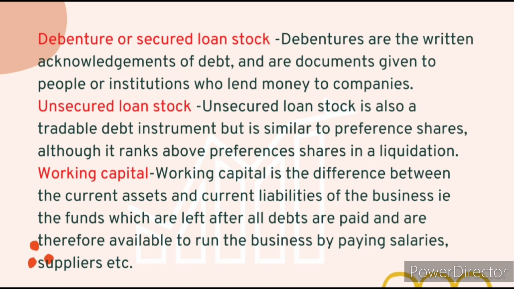Unsecured loan stock. Unsecured loan stock is also a tradable debt instrument that is similar to preference shares, although it ranks above preference shares in a liquidation. Working capital. Working capital is the difference between the current assets and current liabilities of the business. The funds which are left after all debts are paid and are therefore available to run the business by paying salaries, suppliers, etc.